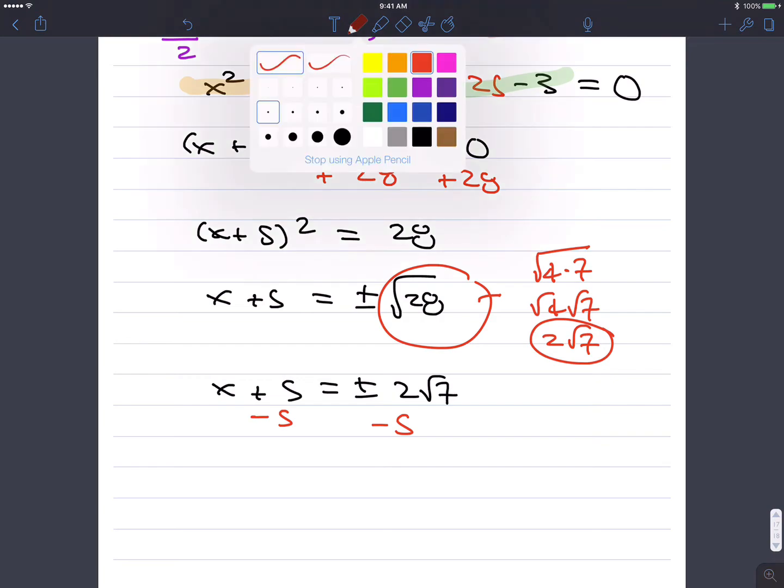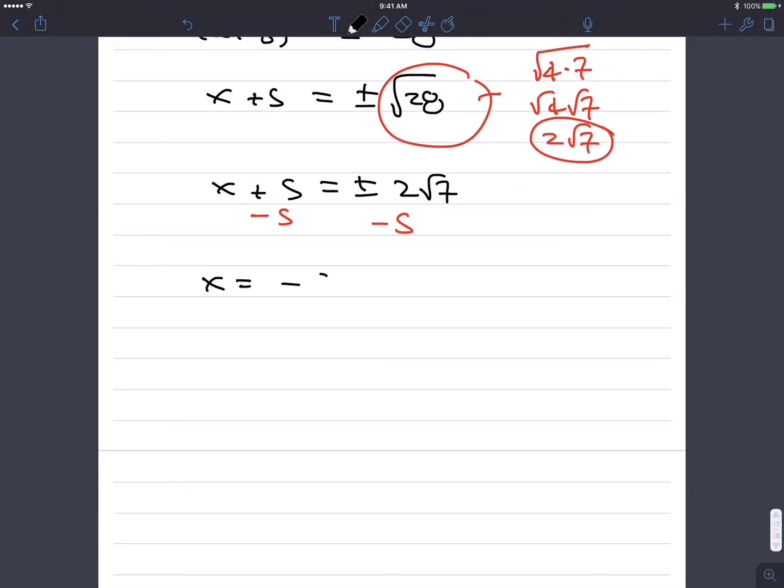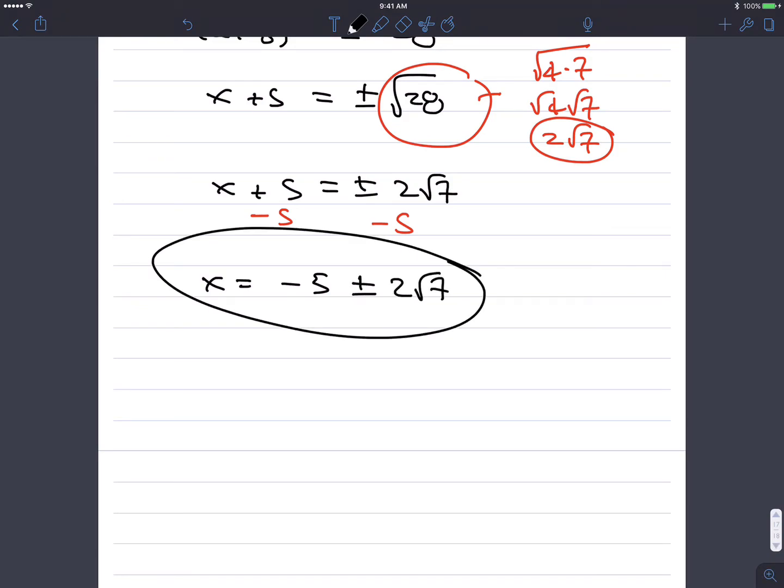Subtract my 5. X is negative 5 plus or minus 2 square root of 7. And solution set says negative 5 plus 2 square root of 7, negative 5 minus 2 square root of 7. And these are not complex. These are real solutions. Happen to be irrational because you have an irrational number. And that was number 33. So now we're on 35.